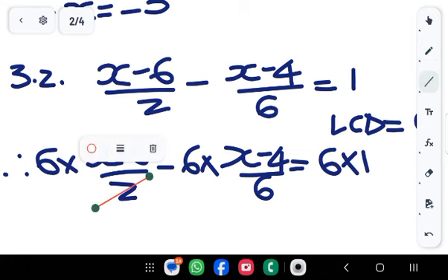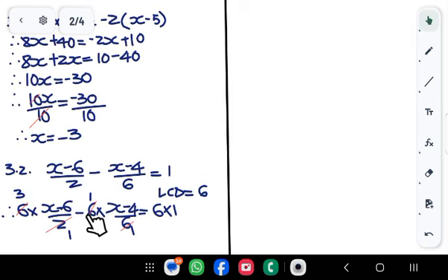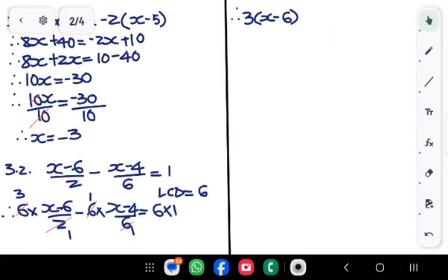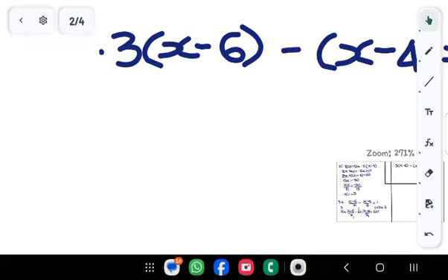Now the 2 goes into 2 once and into 6 3 times. And 6 and 6 cancel, they go into each other once. So that leaves you with 3 in bracket x minus 6, minus in bracket x minus 4, equals 6.